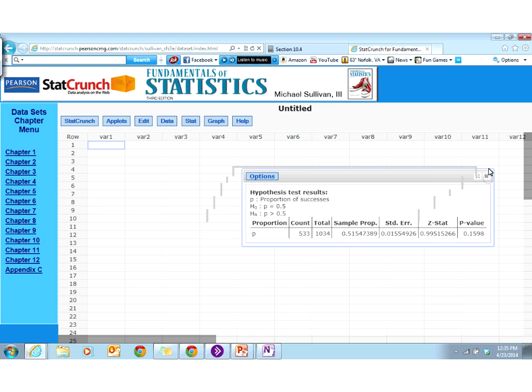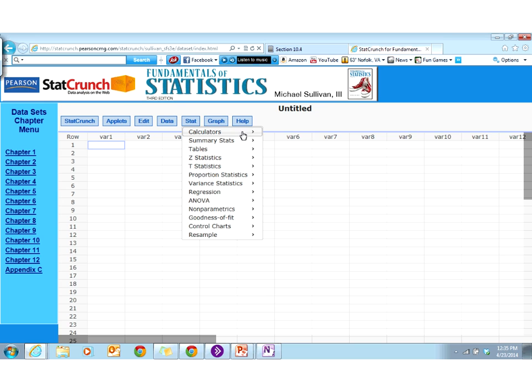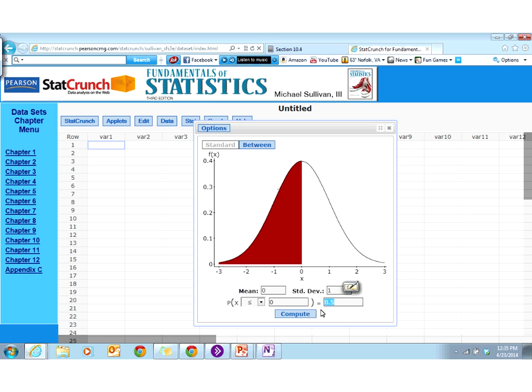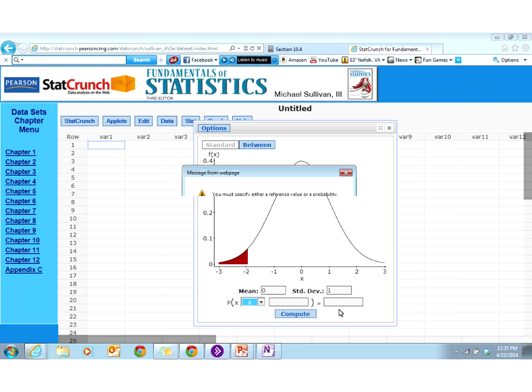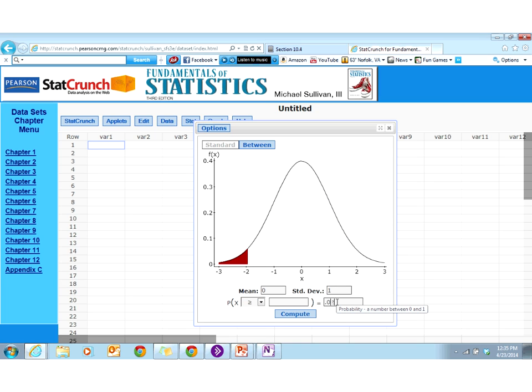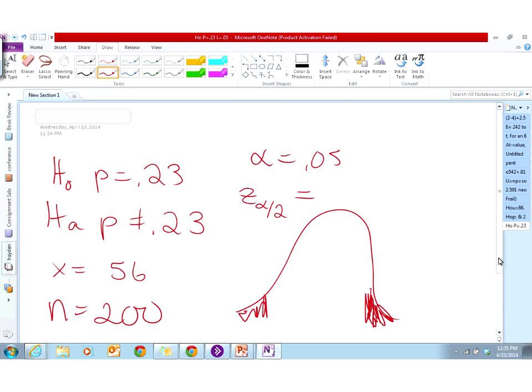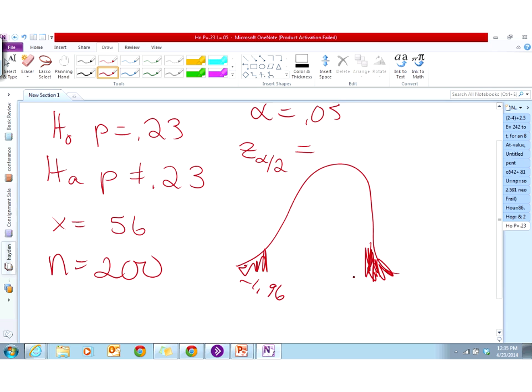So, come back to StatCrunch. Stat, Calculators, Normal. And we can find it on the left, 0.025, and we can find this number, negative 1.96. And on the right, it should be the same number, 1.96. Okay, so we're going to use for a critical value negative 1.96 and positive 1.96 if we had to do the Z.